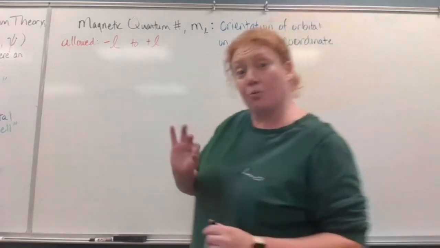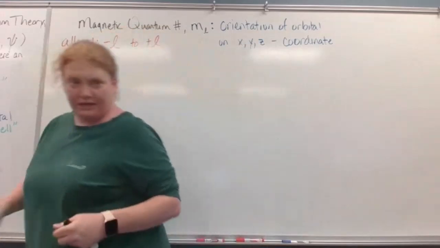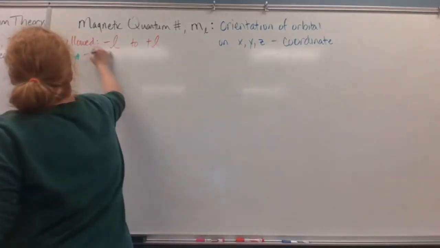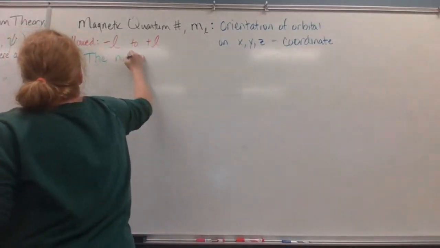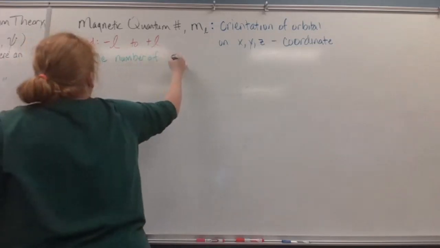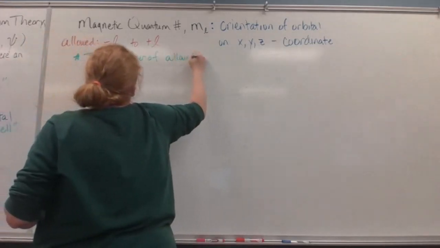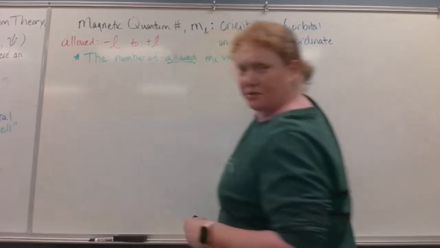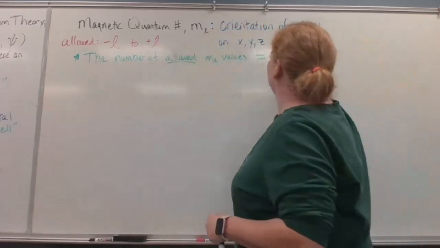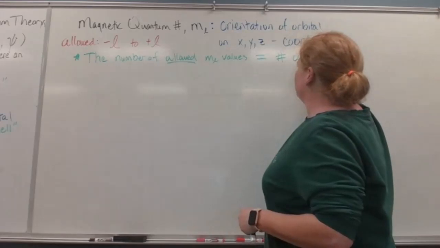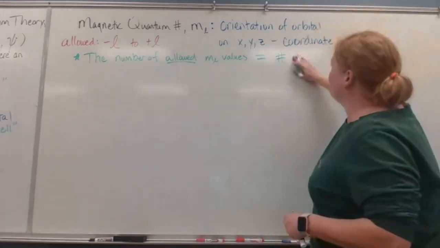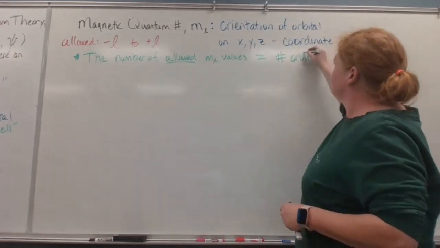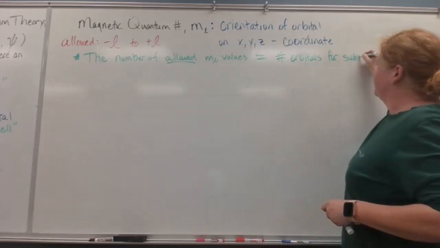What this really tells us, and it's more useful, at least in Gen Chem 1, is that the number of allowed m sub L values is going to directly correspond to the number of orbitals for that subshell.